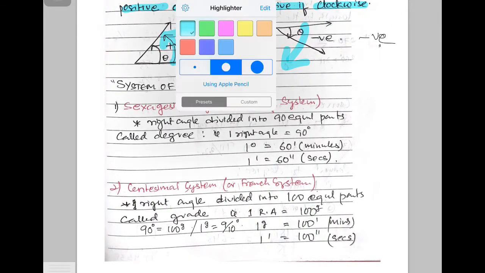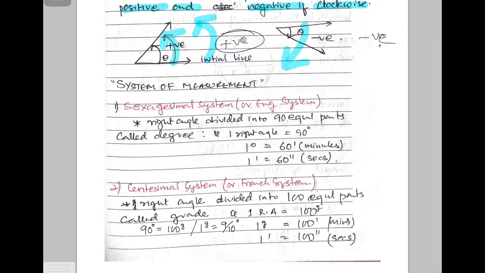The first one, as you see here, is called the English system or the sexagesimal system. So what is so unique about this system? What type of measurement do we use here? Here a right angle is divided into 90 equal parts, and each part is called a degree. So in this system we say that 1 right angle equals 90 degrees. That is normally what we use, everyone. That is what is universally accepted, isn't it? This is what we have been using in class 9, 10 as well, because we say 90 degrees means a right angle, isn't it, everyone?